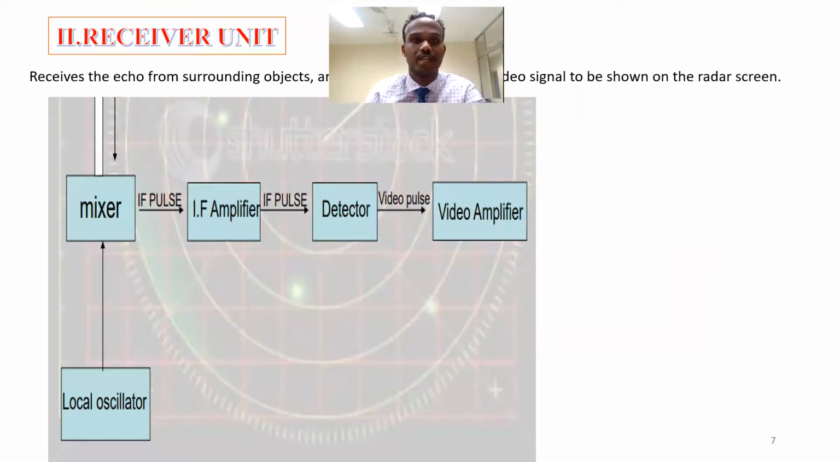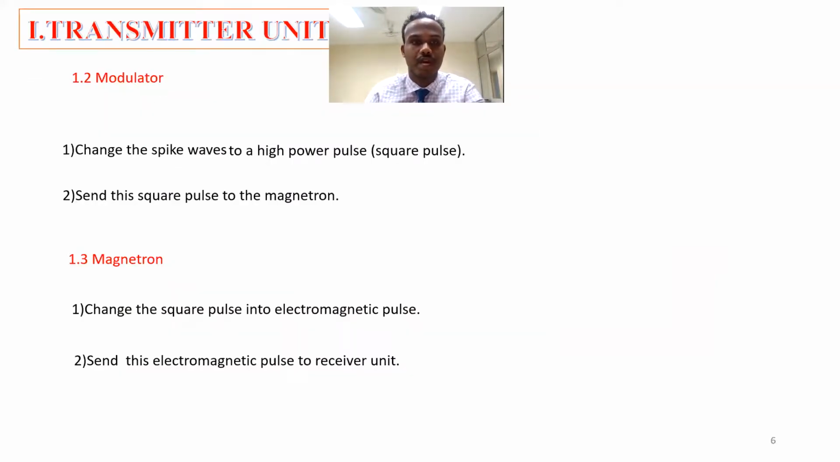Now come to the magnetron. Same as the modulator, it has two functions. It receives the square pulses coming from the modulator, then changes these into electromagnetic pulses. And at the last, it sends these electromagnetic pulses to the scanner.